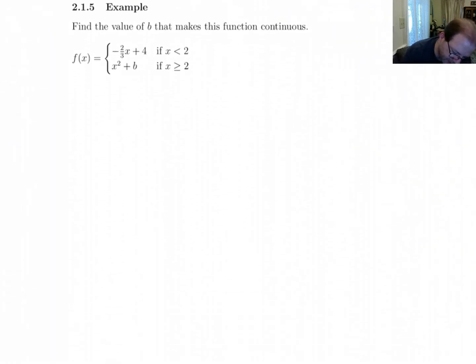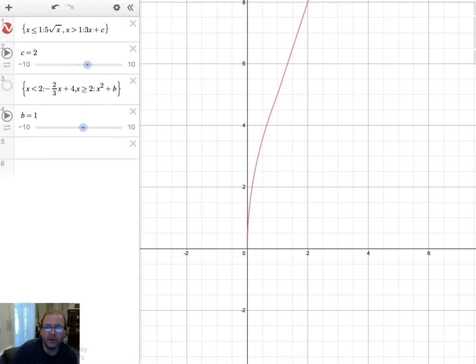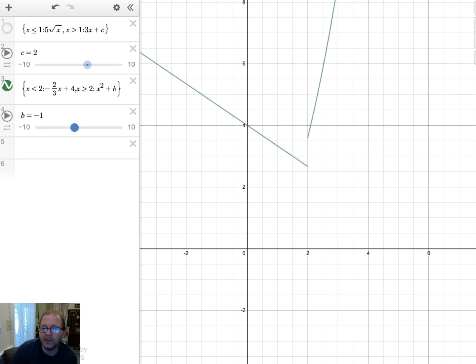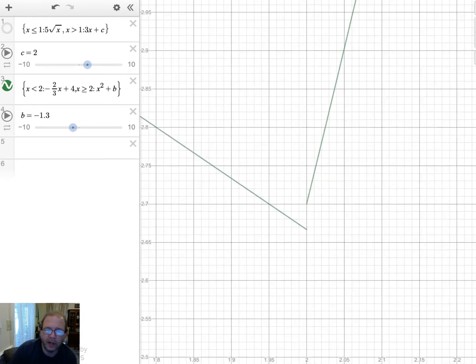All right, let's look at this next example. Find the value of b that makes this function continuous. Well, we can do this again with Desmos if we wanted to. I've got that programmed in. We've got this function, and we want to adjust b until these two things are equal. So just adjusting this, it looks like b should be negative 1.3. But let's zoom in. They're not quite together.